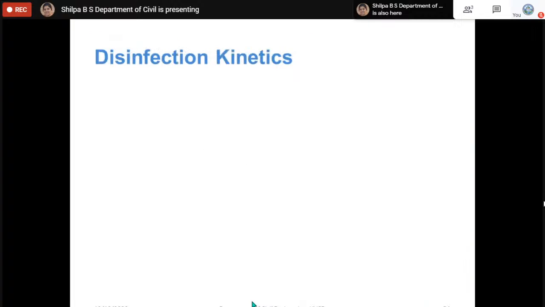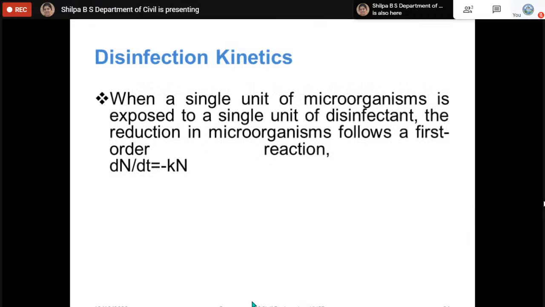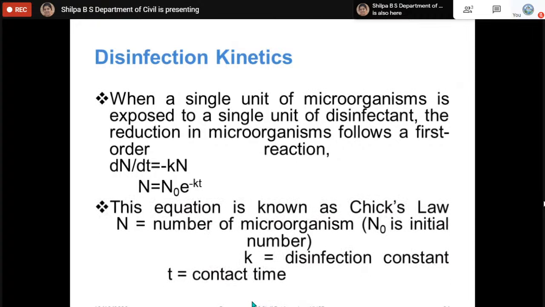So in this disinfection, the most important is the disinfection kinetics. When a single unit of microorganism is exposed to a disinfectant, the reduction of microorganisms follows first order reaction. Okay, according to that, we can express that as dN by dt equal to minus Kn, where when we simplify this, we can write that as N equals N naught into exponential of minus kt, which is known as Chick's law.